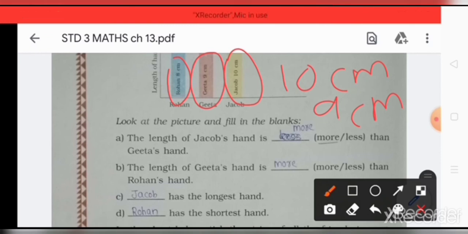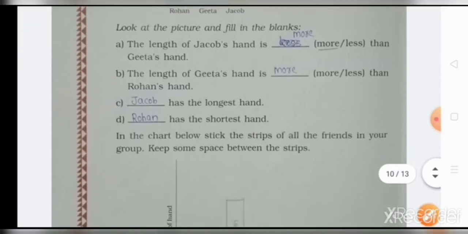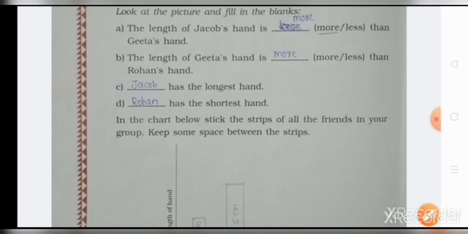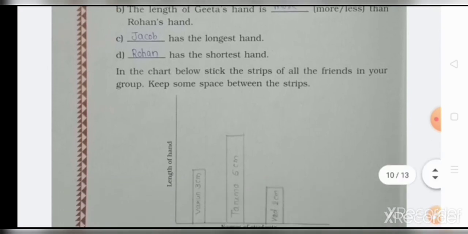The length of Geeta's hand is dash than Rohan's hand. Geeta is 9 cm and Rohan's hand is 8 cm. Then the length of Geeta's hand is more than Rohan's hand. Dash has the longest hand. Here, who has the longest hand? Jacob has the longest hand. Dash has the shortest hand. Rohan has the shortest hand. In the chart below, stick the strips of all friends in your group. Keep some space between the strips.